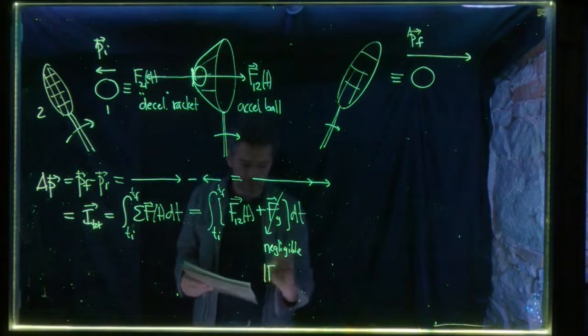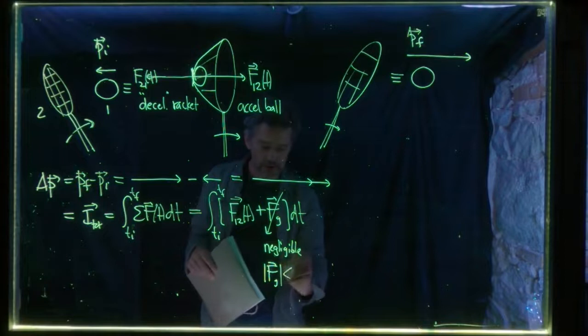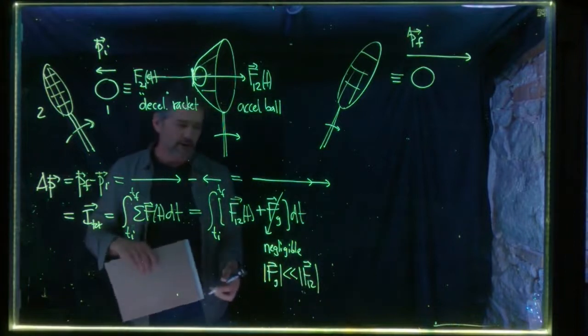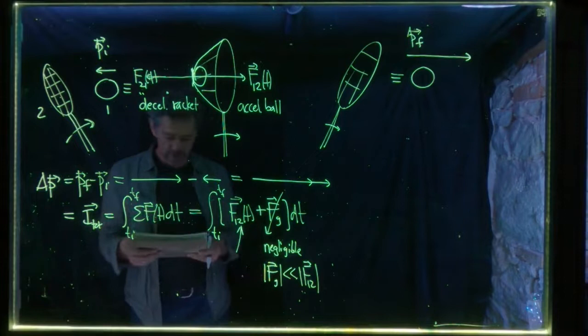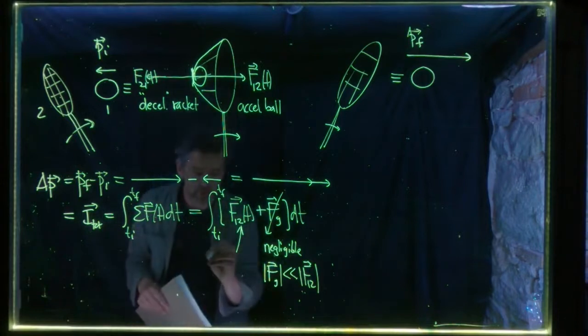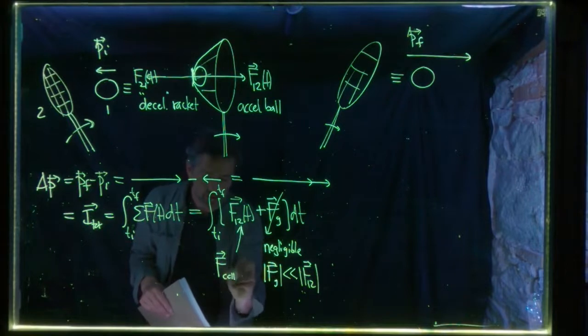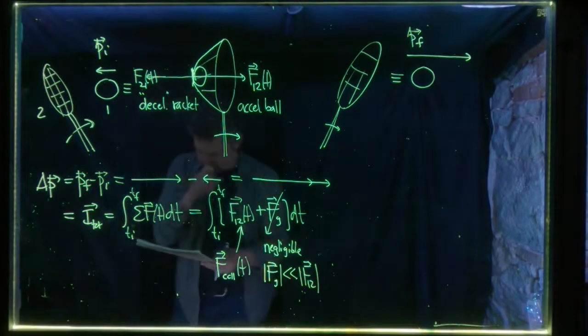So we'll write that formally as the magnitude of the gravitational force is much less than the force of interaction. Okay, and then this force over here, F12, we'll give that a special name. This is the collision force. So we'll call this F collision. And it's in general a complicated function of time.